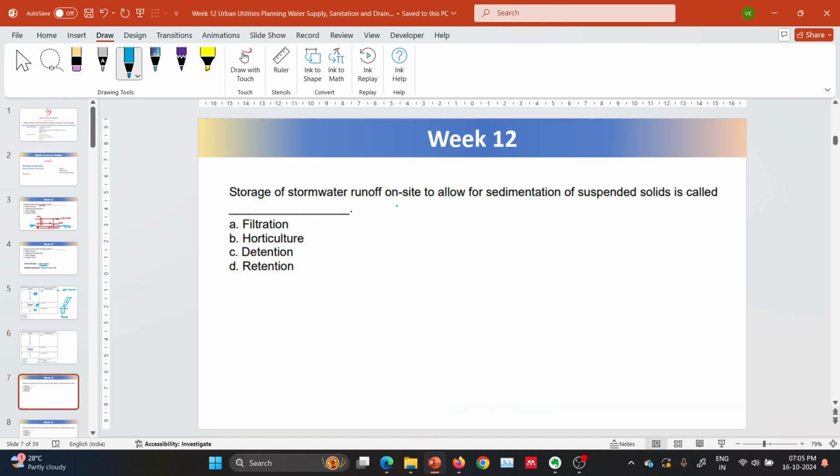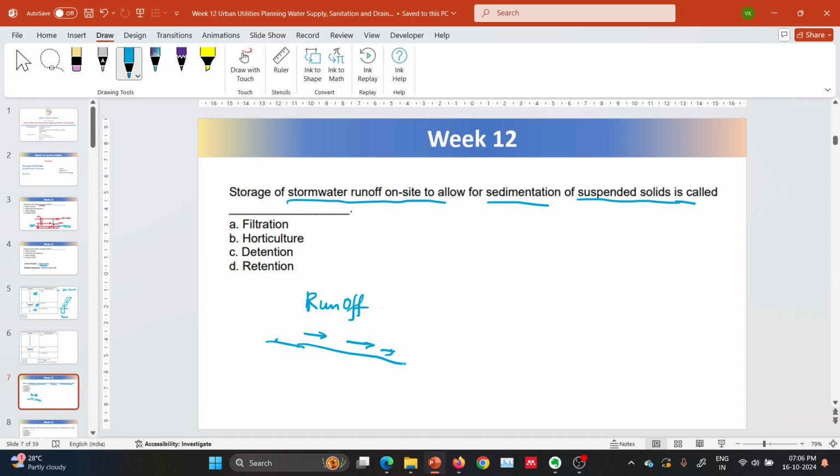Storage of stormwater runoff on site to allow for sedimentation of suspended solids is called. So what happens? The runoff flows through a slope, let's say. This is the runoff.